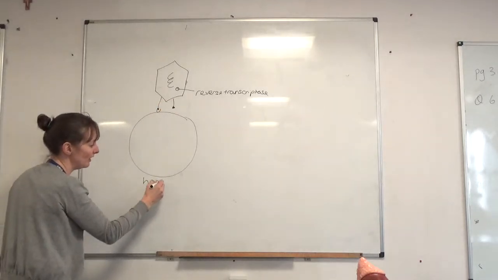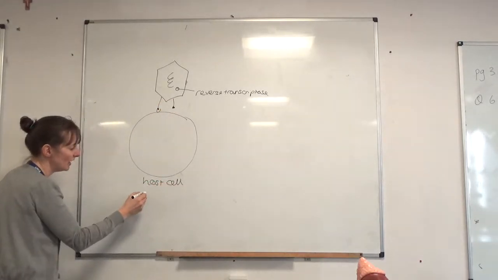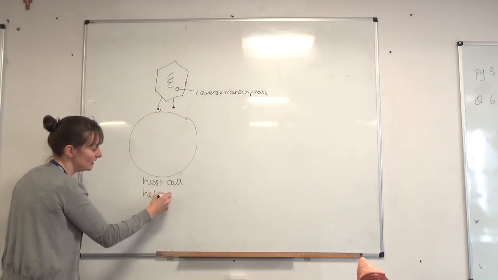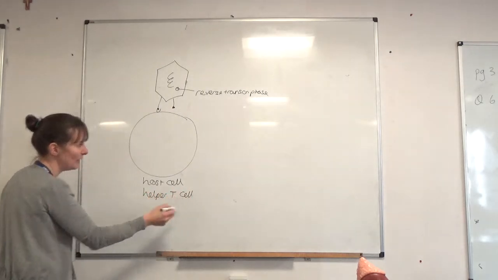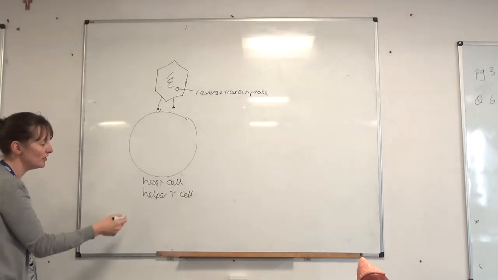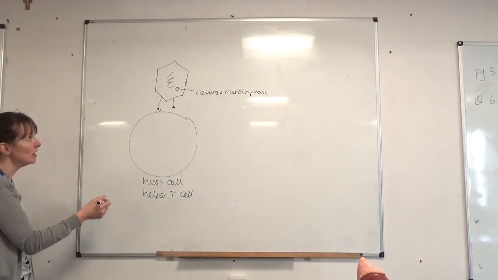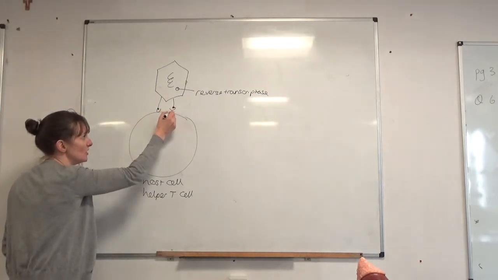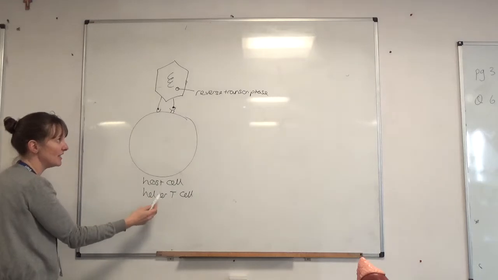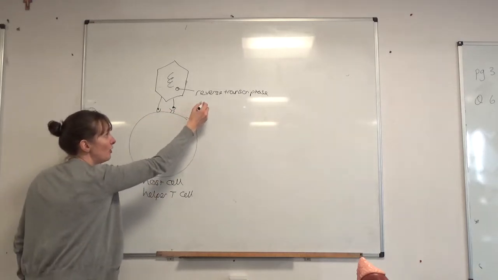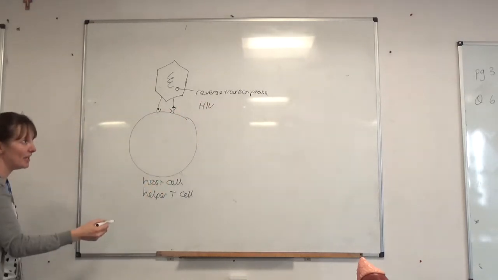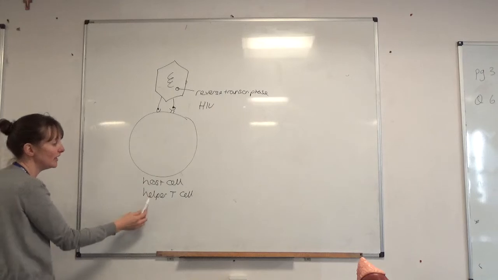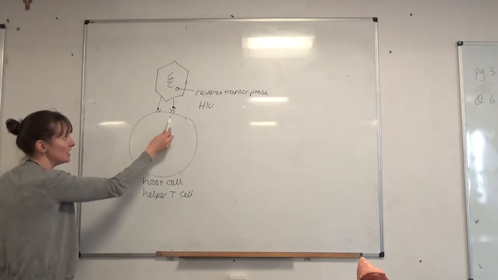of the host cell. And in humans, the host cell is the helper T cell, which you've heard about in the immune system. It's part of the cell-mediated immune response. So the virus binds to the cell surface receptors that are specific to the helper T cell. So the HIV virus cannot bind to any other cell type in your body, only those, because only the helper T cell expresses this receptor.